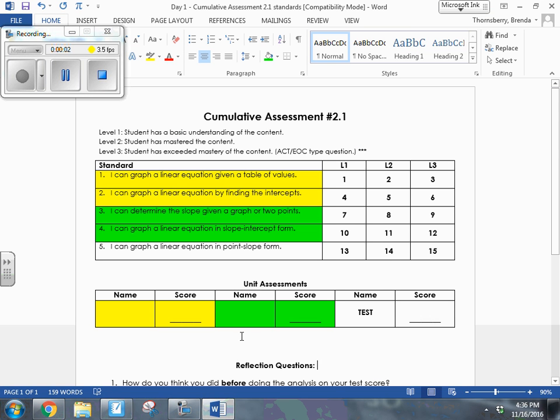Okay, I am presenting Algebra 1 PLC data on our last test. This test was for graphing lines, graphing linear equations. Each of our tests always covers 5 new standards. That will be 15 questions on their test.